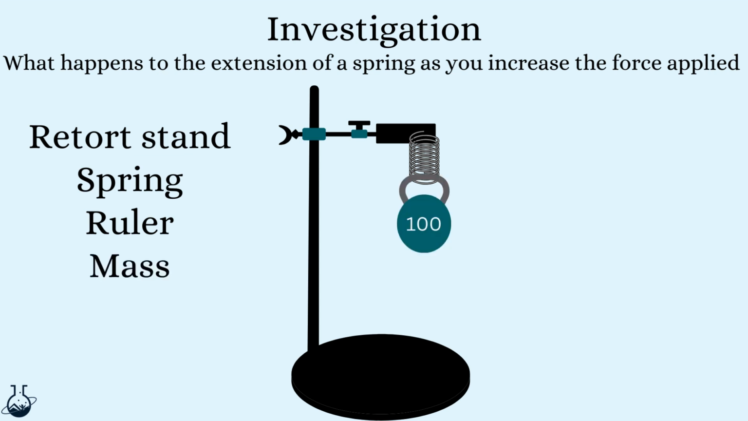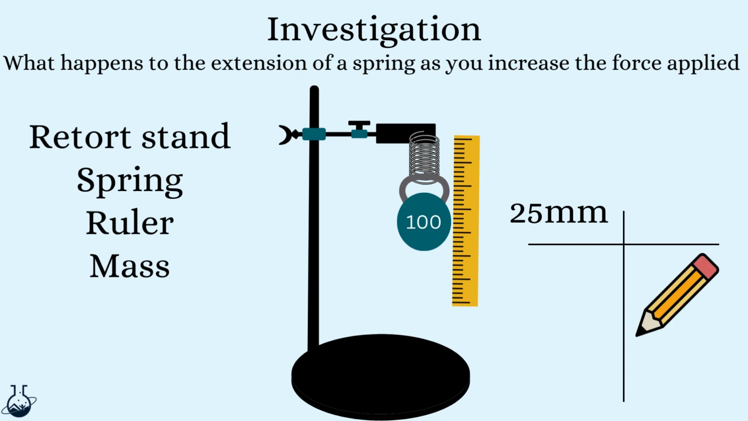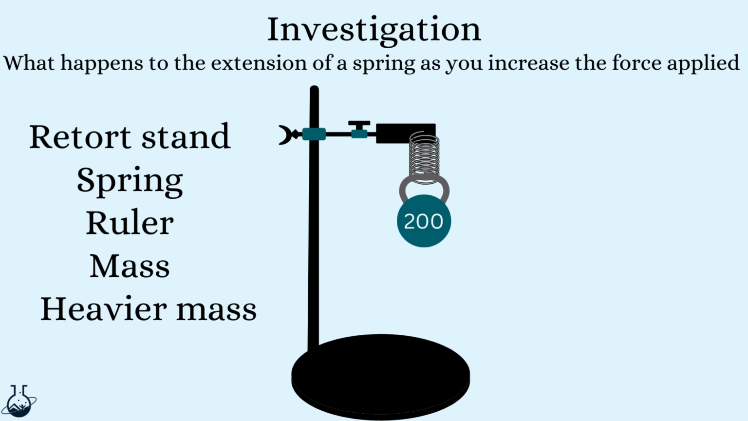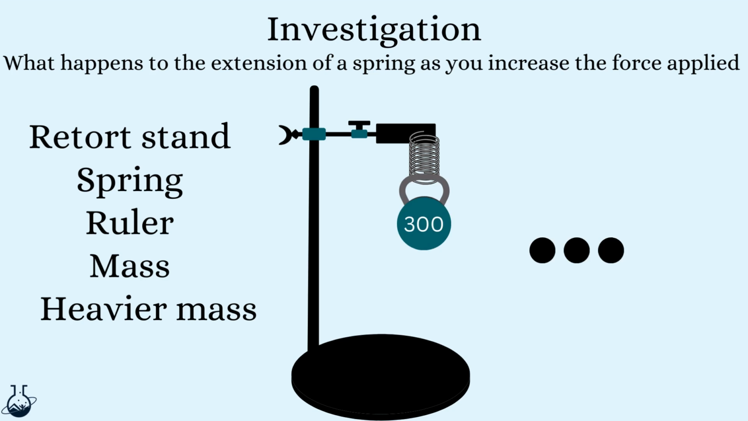Now I'm going to hang 100 grams on the end of the spring. Then use my ruler to measure the new length of the spring and record this result in my results table. Then I will add another 100 grams onto my spring, so I now have a total mass of 200 grams on my spring. This is 2 newtons. Measure and record the new length, and repeat until I have 500 grams on the end of my spring.